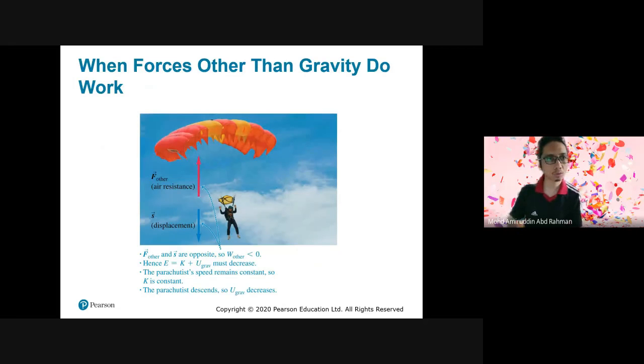Okay, so we look at this parachute problem, when forces other than gravity do work. We have the force acting up on the parachutist, which is the air resistance, and the parachutist is going down, so we have the displacement. This is the other force acting on the parachutist other than the gravitational force.